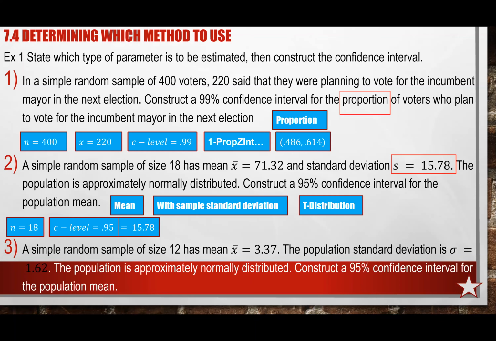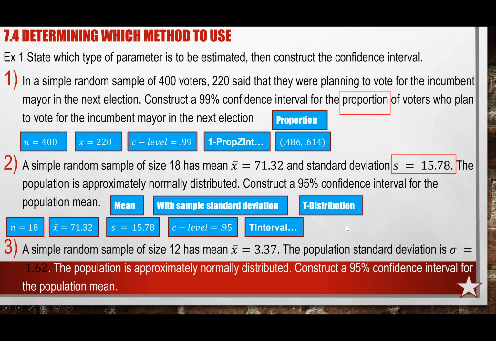And to do the T interval, this is the fourth thing we need. Well, to do the Z interval, you need this fourth item too. But again, you need an N, which is the sample size, which is 18. We need the X bar, which is the point estimator, which is 71.32. We need the S, which is 15.78. And then the confidence level is 95.